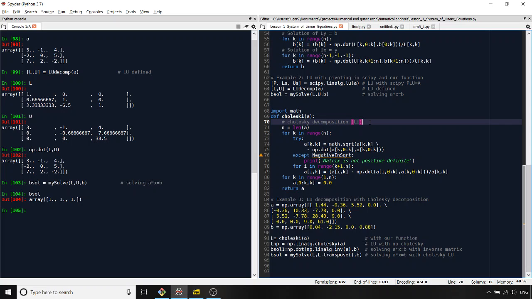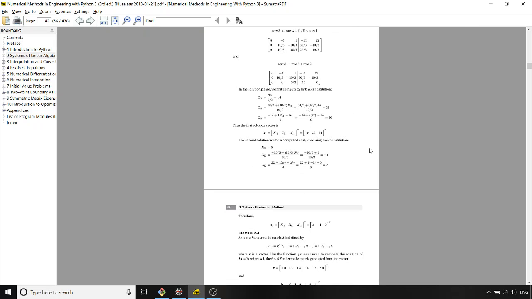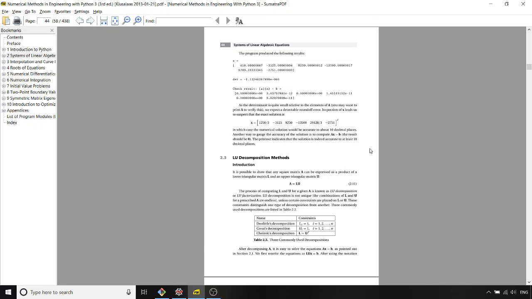This is also lower and upper triangular decomposition, so it means the A matrix will be decomposed into two, one of which will be lower and one which will be upper, and the multiplication of these two. And so this is done. I will show some interesting notes from the book.